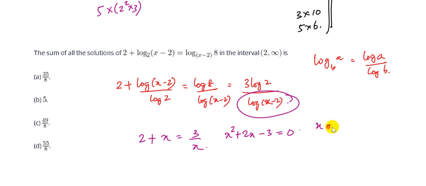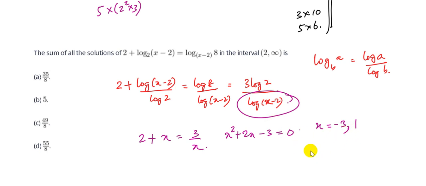So what would be x? Minus 2, minus 1, or... just a minute. No. So 3 and minus 1. No. Just a minute. So minus 3 and plus 1. Minus 3 and plus 1. You have to be careful with these. Minus 3 and plus 1.